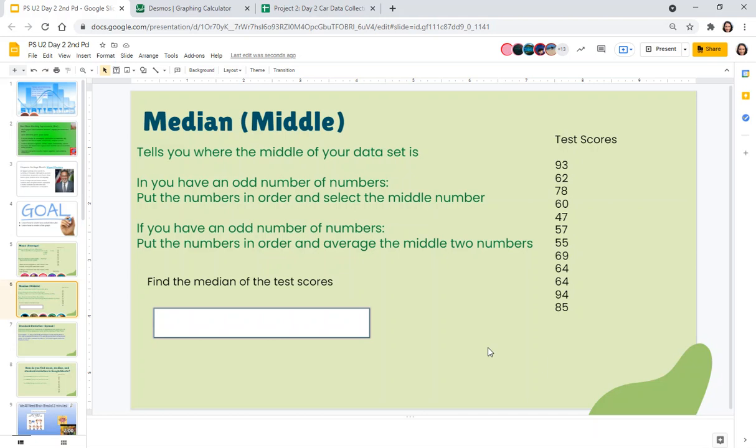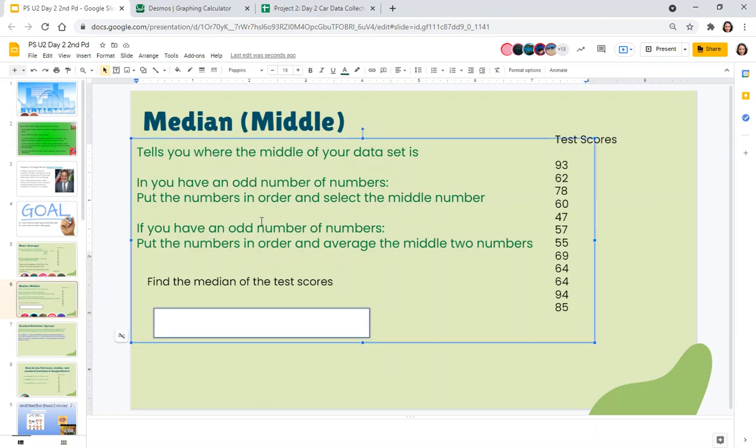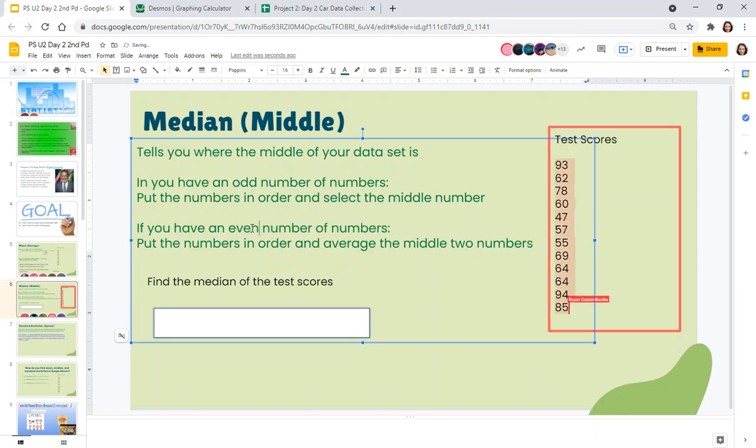All right, let's look at the middle, the median. So you're going to need to arrange these in order and then find the median. Remember that if you have an odd number of numbers, then, oh, this should say even. If you have an odd number of numbers, you select the middle number. If you have an even number of numbers, then you're going to average the two middle numbers. So you can put those in the middle anywhere you need to.